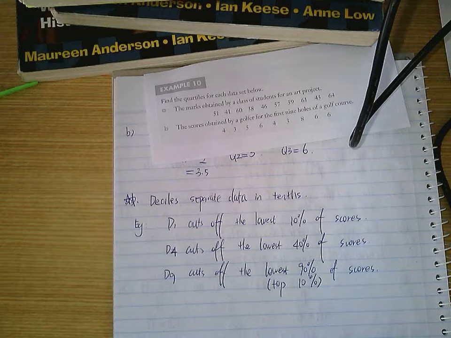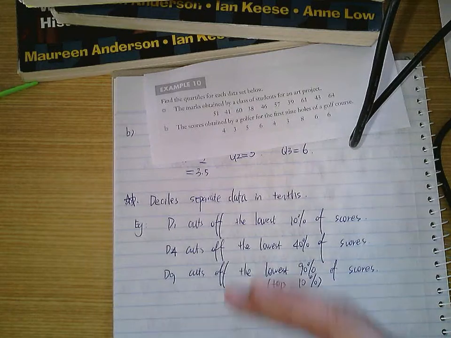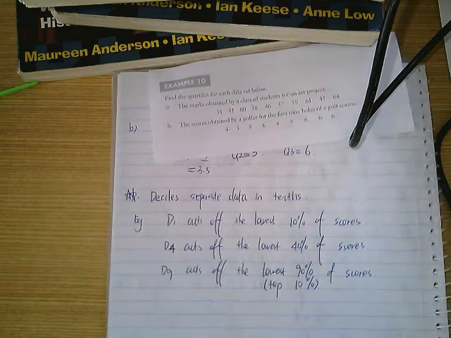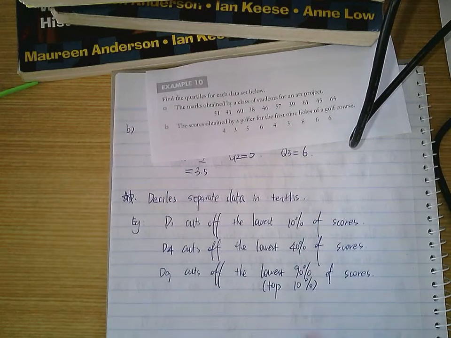Basically, if you have 10 scores, D4 would be the 4th one. That's what we're saying. And D9 would be the 9th one. This is just an example. I should list them from D1 to D9: 10%, 20%, 30%, 40%, 50%. Does it make sense? Those are just some examples I gave you, but it doesn't have to be these three. I can ask you simply.